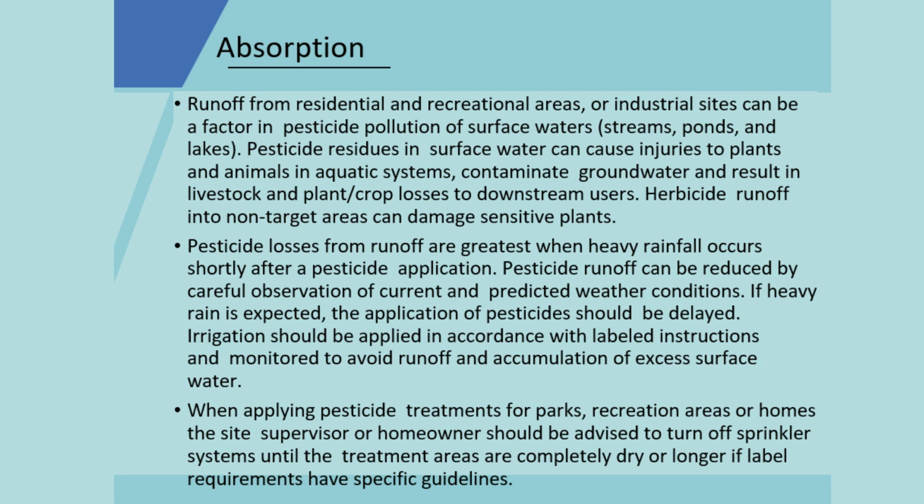Pesticide runoff can be reduced by careful observation of current and predicted weather conditions. If heavy rain is expected, the application of pesticides should be delayed. Irrigation should be applied in accordance with labels and instructions and monitored to avoid runoff and accumulation of excess surface water. When applying pesticide treatments for parks, recreation areas, or homes, the site supervisor or homeowner should be advised to turn off sprinkler systems until the treatment areas are completely dry, or longer if label requirements have specific guidelines.